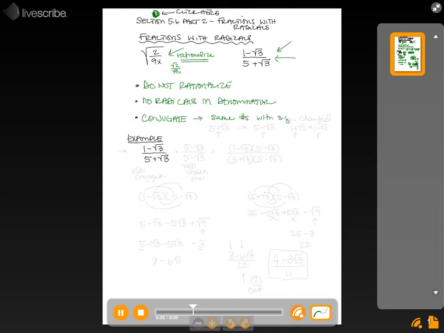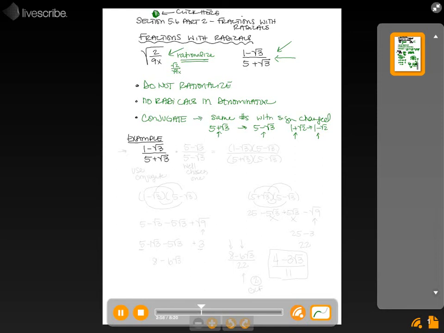So if this were my denominator, 5 plus the square root of 3, my conjugate would be 5 minus the square root of 3. All we do is change that sign in the middle. Here's another example. If my conjugate were 1 plus square root of 2, it would become 1 minus the square root of 2. That's my conjugate. All we do is change the sign in the middle. Okay? That's what a conjugate is.